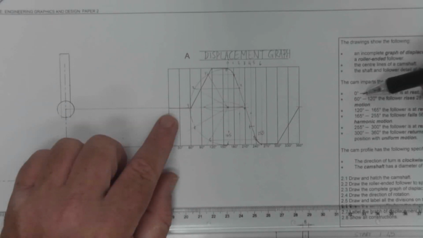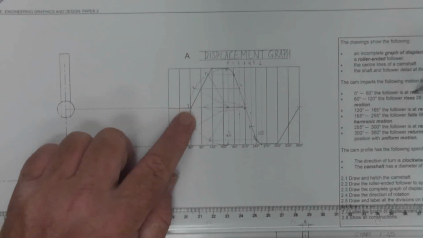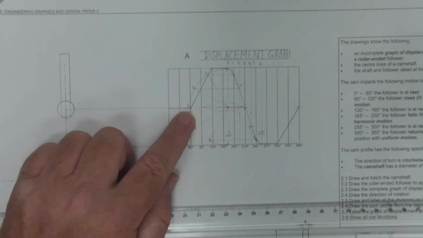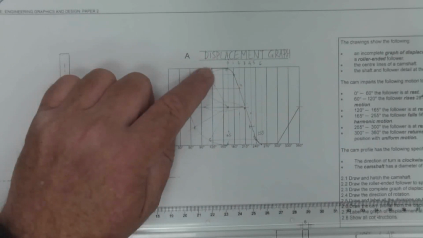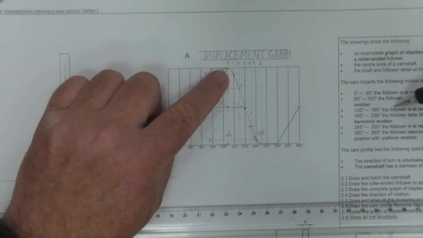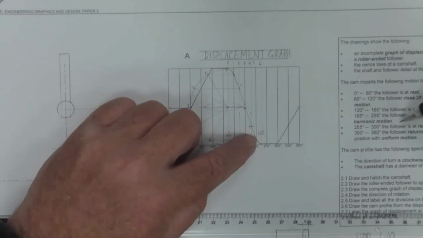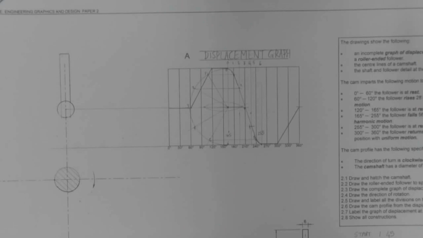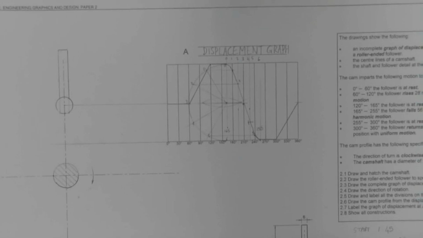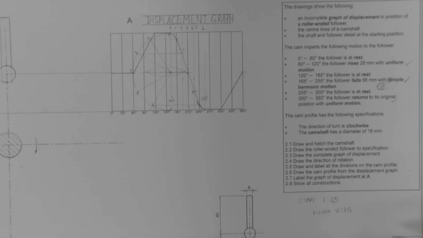Okay, so let's just double check that. From 0 to 60, that's at rest. From 60 to 120, the follower rises 28, sorry. From 120 to 165, yes, it's at rest. Then it falls, the whole thing with simple harmonic motion, yes. Then it's at rest, then it returns to the original position. Okay, so I think I've got all of the information here that I could check.